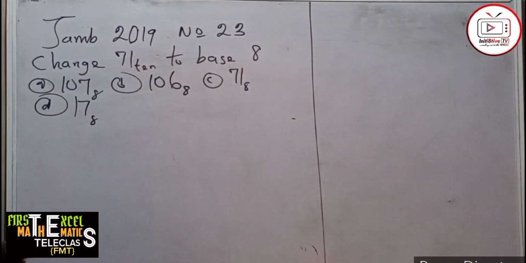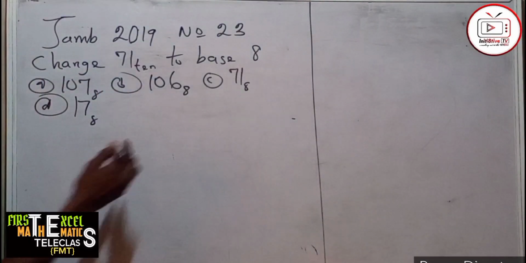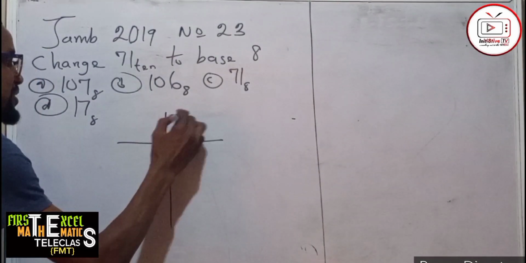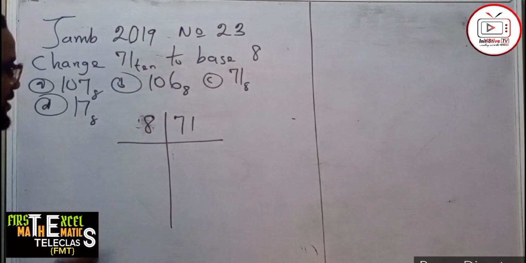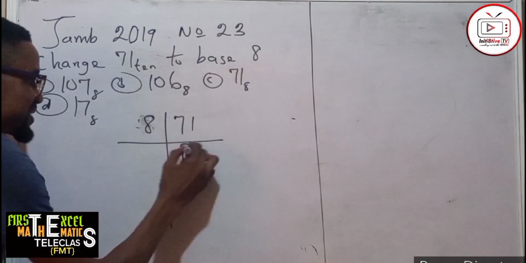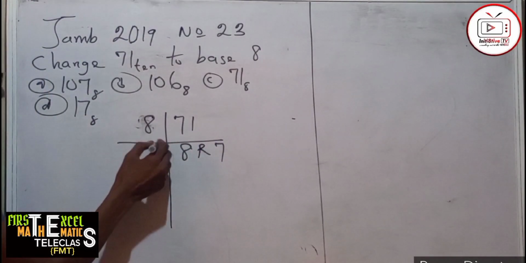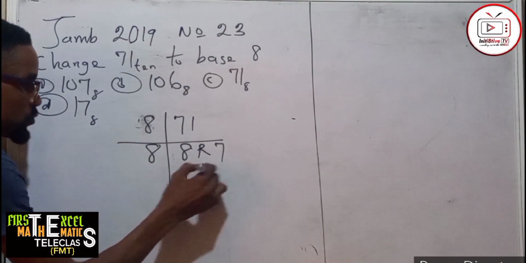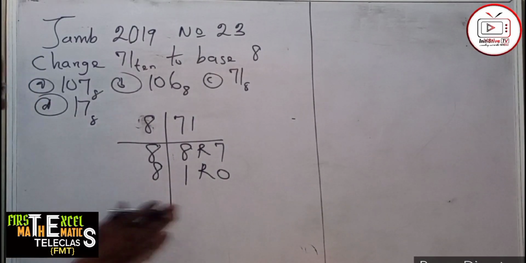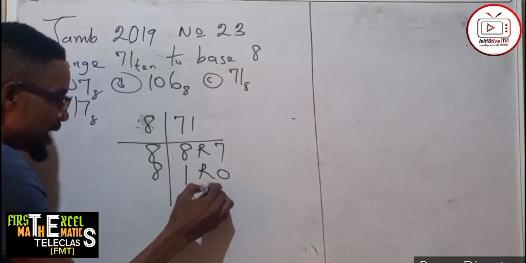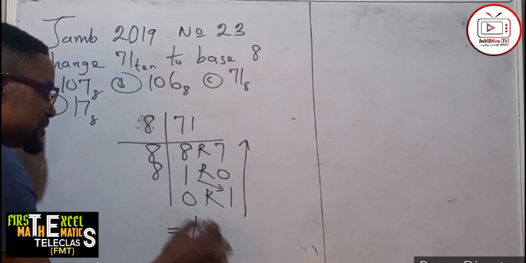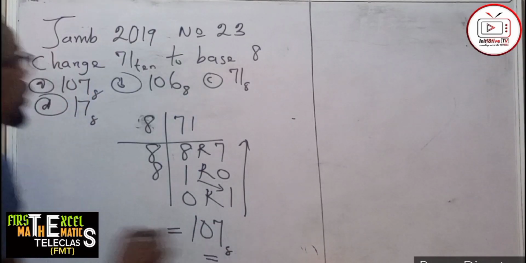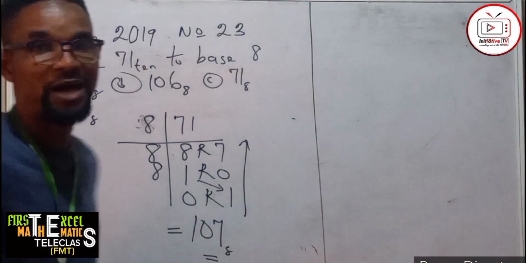This is Jan 2019 number 23. We are going to change 71 base 10 to base 8. We are using the same method. This is 71. I will be dividing by 8. Why? Because we are told to convert to base 8. How many 8s can you say in 71? That is 8 remainder 7. How many 8s in 8? 1 remainder 0. How many 8s in 1? That is impossible. You write 0 remainder. You bring down this 1. So you take your answer this way. My final answer will be 107 base 8. Option A.